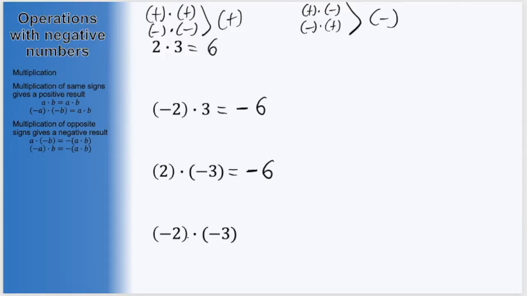Then finally, negative 2 times negative 3. Taking the 2 times 3 should give us 6. But thinking about the signs, a negative times a negative, we are multiplying like signs, and for this situation, we should come out with an overall positive sign, leaving us with a positive 6 here.